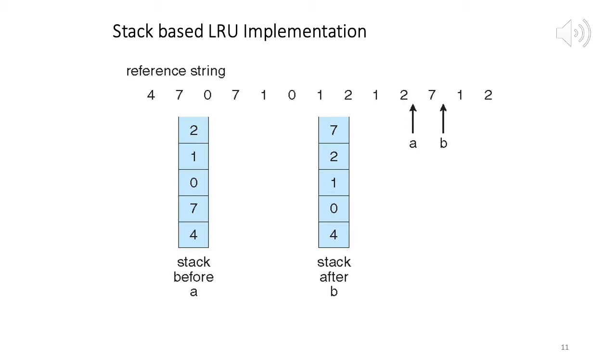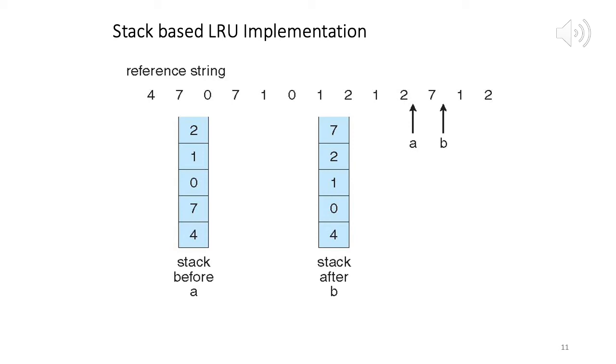Now I am on slide 11. This just shows the contents of the stack for 2 particular page references. In the previous slide we had shown the contents of the stack for all of the references. Here this is taken from the book with the same reference string. So the stack before A looks like this: 2, 1, 0, 7, 4.